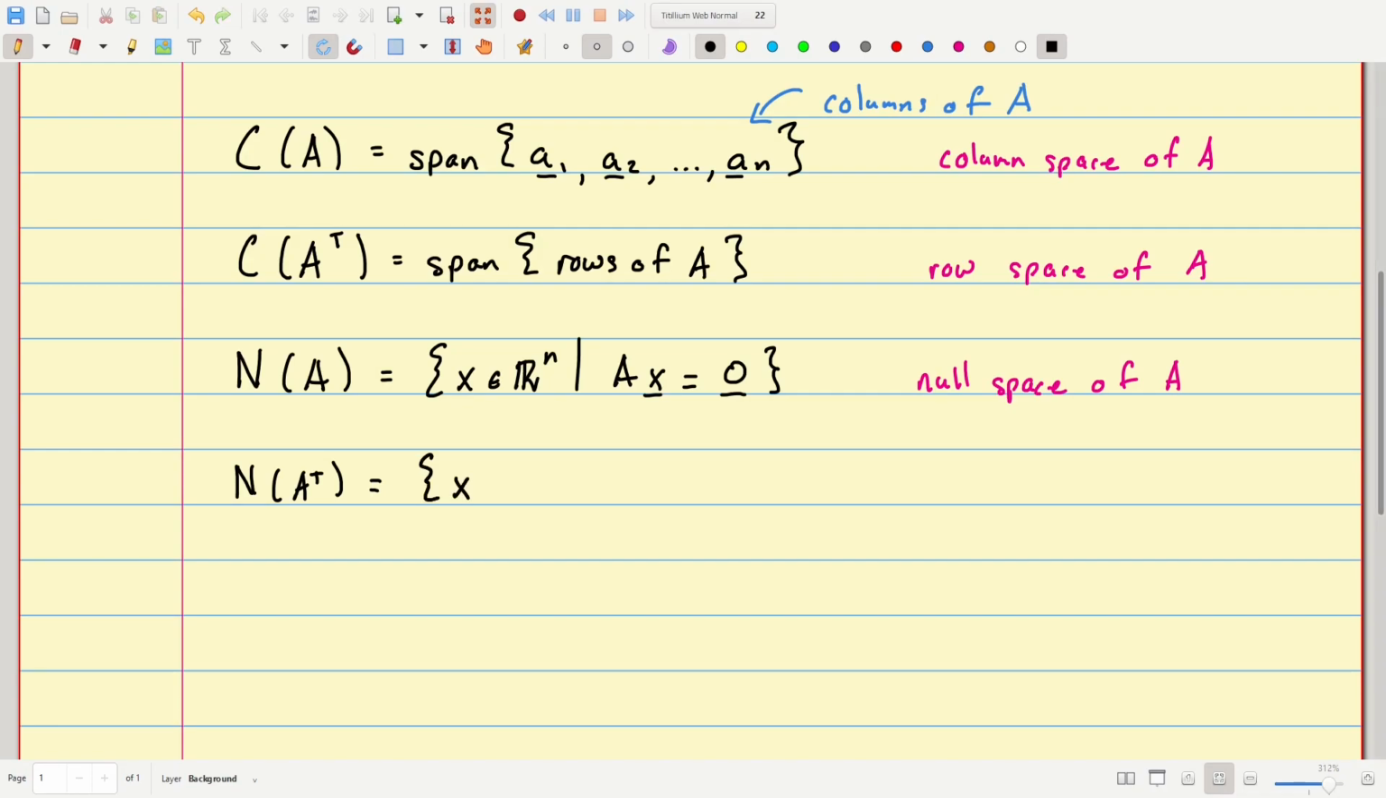Sorry, I forgot to underline this x. That x should be underlined. So this is the set of all vectors in Rm, because we're talking about A transpose, that get mapped to 0.